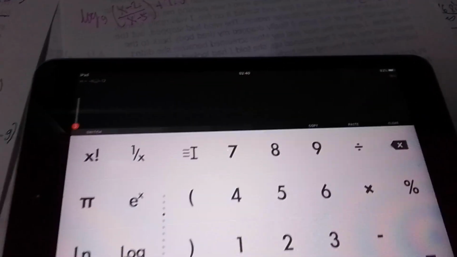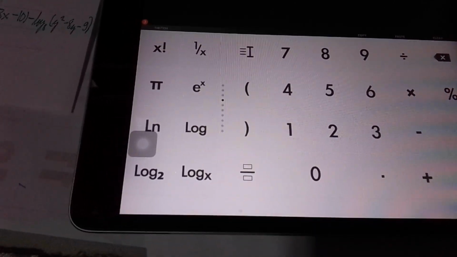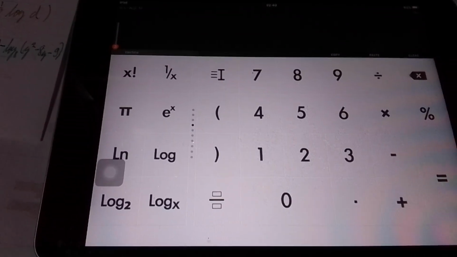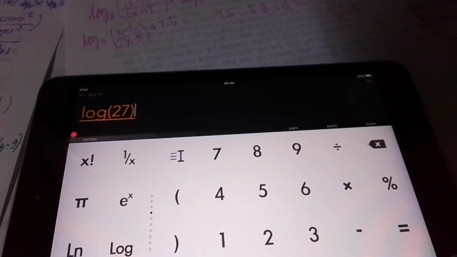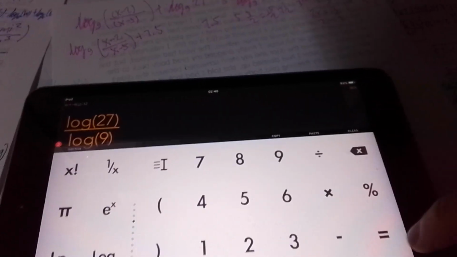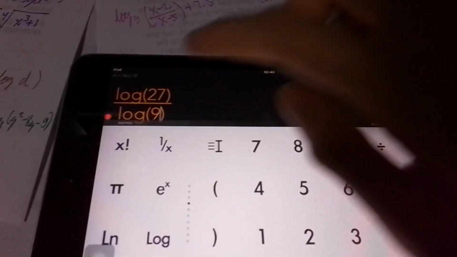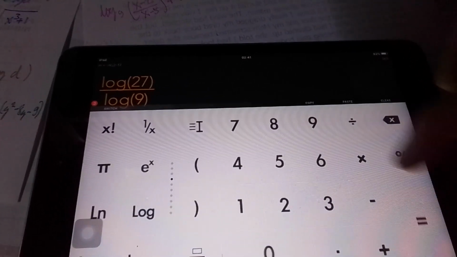Okay, so going back. Remember, we have log base 9 of 27 raised to the 5th power. Now, let's say if you want to apply the change of base method, it goes like this. Remember, you have this one. We do log of 27 divided by log of 9. We're supposed to get 1.5. And then we raise that to the 5th power.